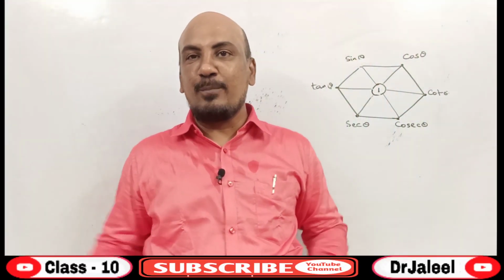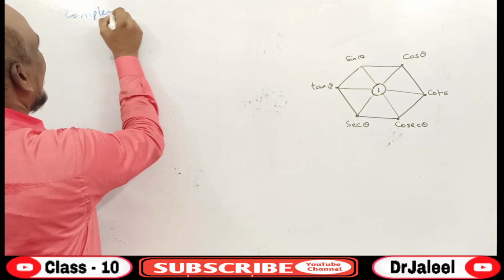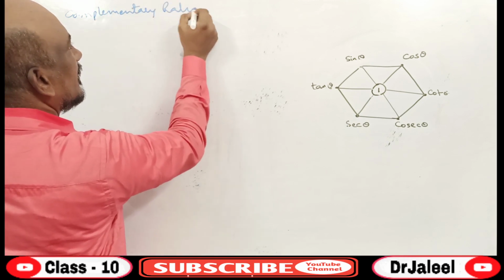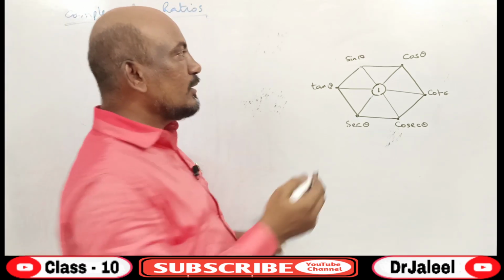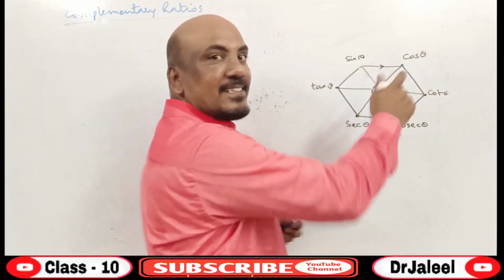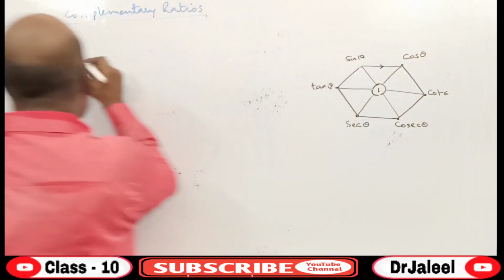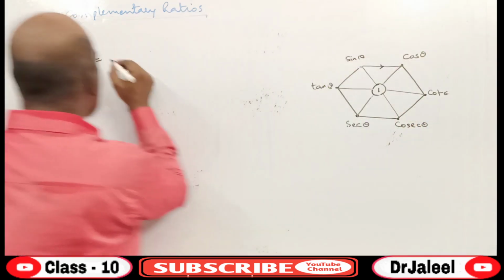Children, now let's go for complementary ratios. In these complementary ratios, you'll have to take horizontal lines. So now sin, cos. Sin theta is equal to cos of 90 minus theta.